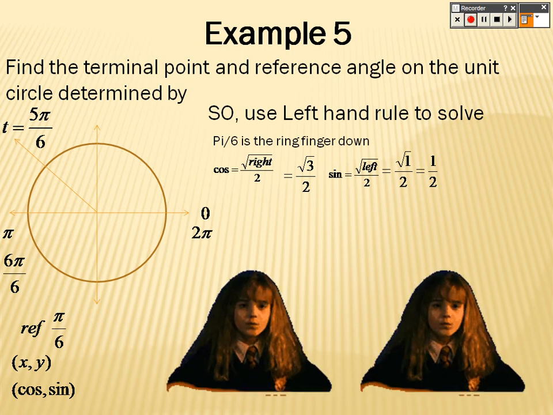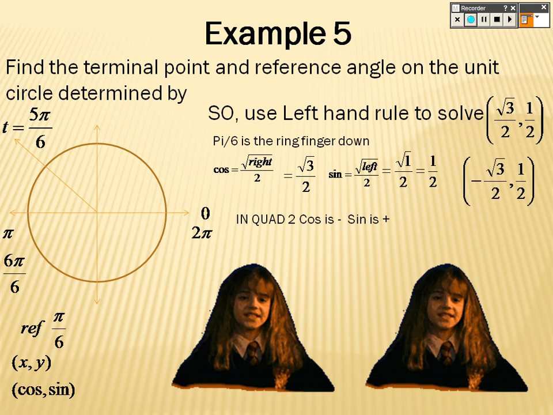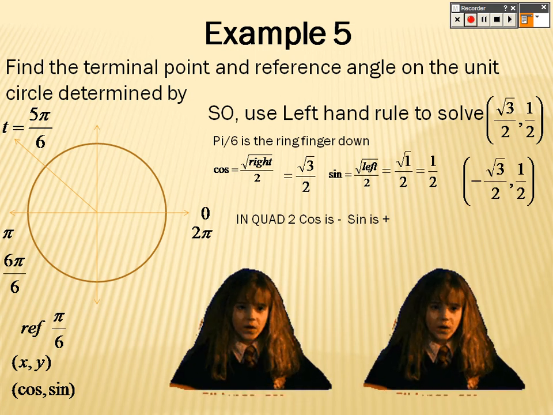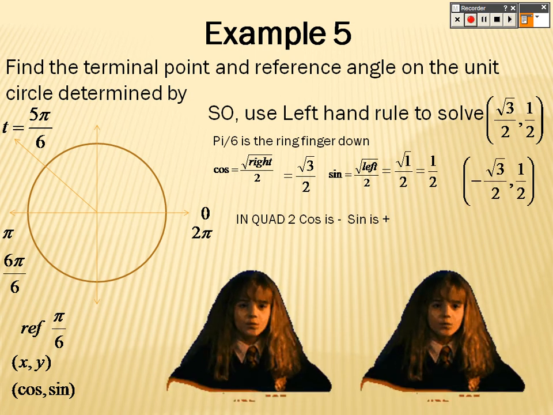And in quadrant 2, sine is positive and cosine is negative. So it would be positive 1/2 there, but negative root 3 over 2.